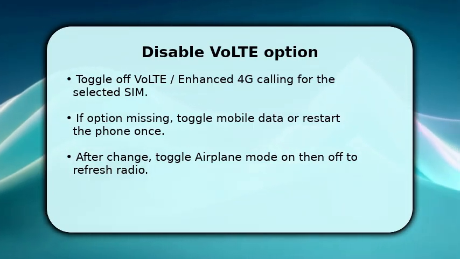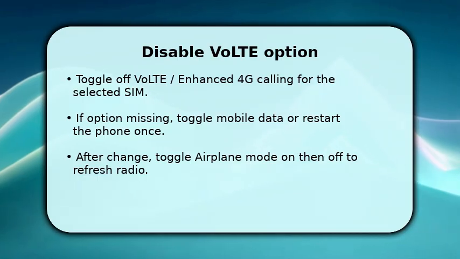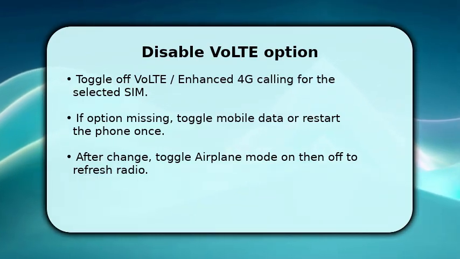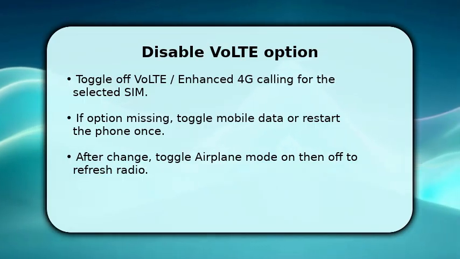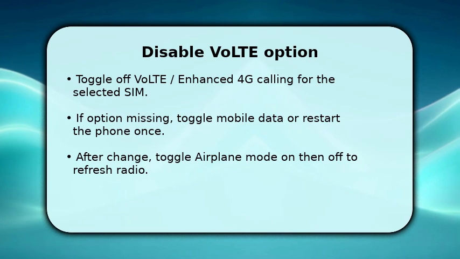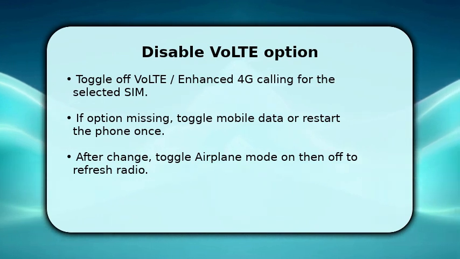If you did not find the VoLTE LTE toggle, restart the phone and reopen SIM settings. Sometimes carrier settings take a restart to appear. Make sure the SIM profile is active and not restricted by a data limit while you complete this step.